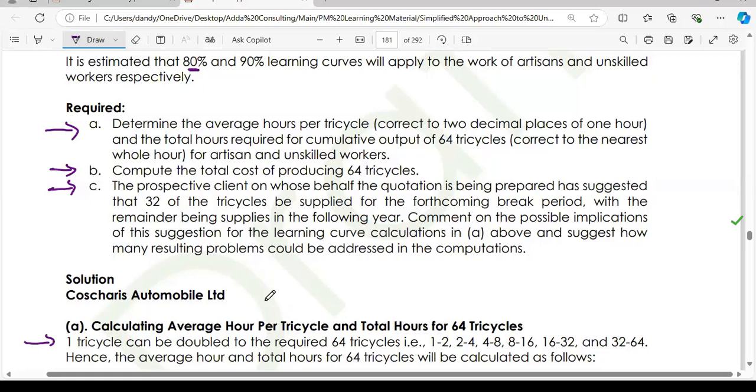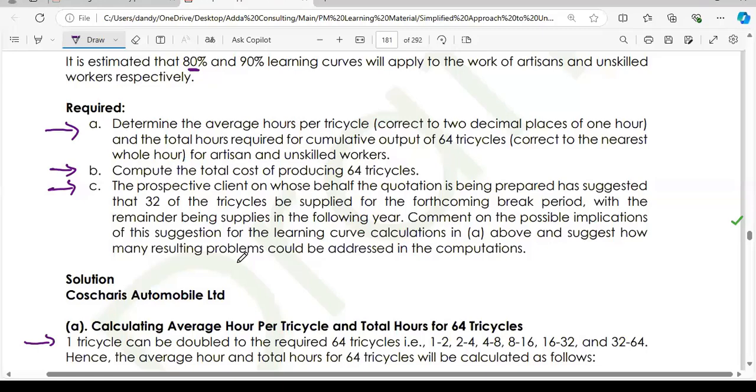Remember, one of the conditions that will allow learning curve effects to be effective is that the task must be labor intensive and repetitive in nature. Not only that, the task must be continuous. There must be no break. There must be no long break, because once there is a break, the learning effect will disappear.